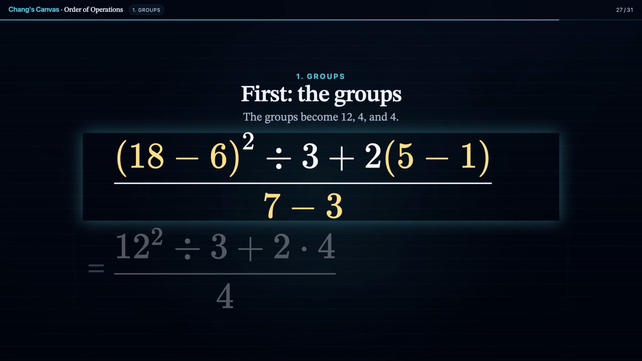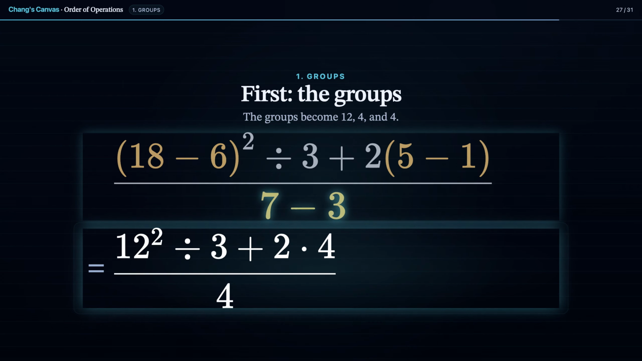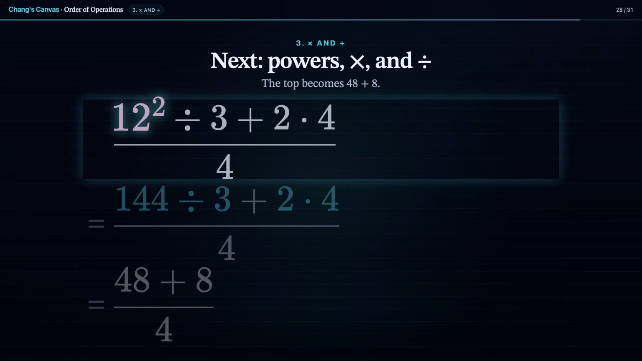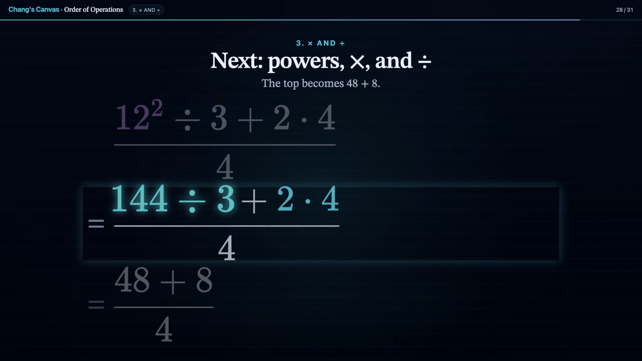Start with the groups. 18 minus 6 is 12. 5 minus 1 is 4. 7 minus 3 is 4. 12 squared is 144. Then 144 divided by 3 is 48. And 2 times 4 is 8.